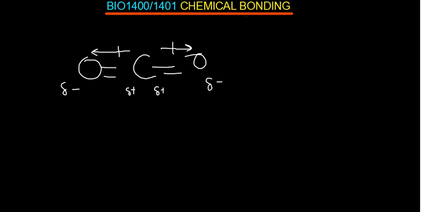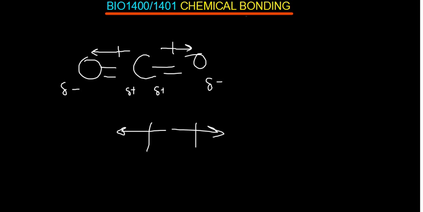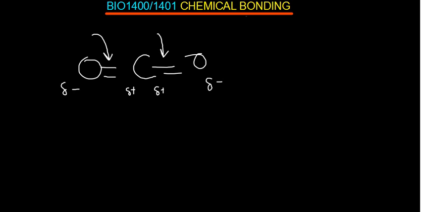Now, even if carbon dioxide has polar bonds, it is not a polar molecule. Why? Someone is pulling in this direction, someone is pulling in this direction. There will be no movement, because these forces are the same. In other words, these two cancel each other. That's why carbon dioxide is a non-polar molecule, even though it has polar bonds. Carbon dioxide has two double polar covalent bonds, like this is double, this is double. Water has two single polar covalent bonds, but carbon dioxide has two double polar covalent bonds.